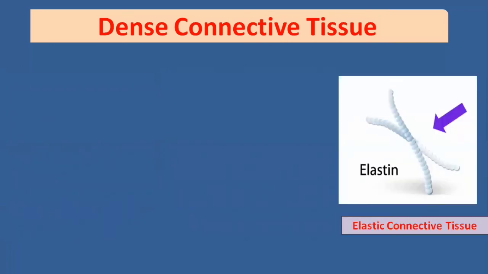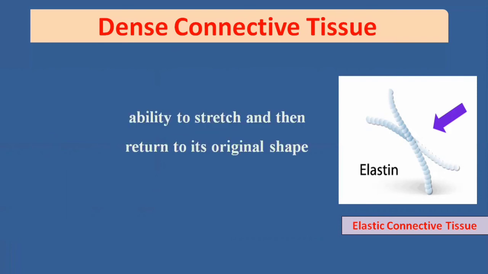The other is elastic connective tissue. As the name indicates, elastic connective tissue has the ability to stretch and then return to its original position. It has an elastic, stretchable nature, and can come back to its original position. This elastic connective tissue makes up the arteries, which have the ability to stretch and return to their original position when blood is flowing through them.